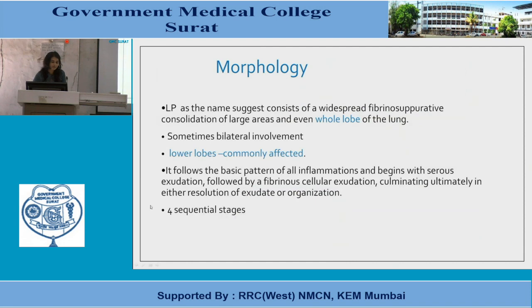Now coming to the morphology, lobar pneumonia, as its name suggests, consists of fibrosuppurative consolidation of a lobe or a large area of the lung. Sometimes it might have bilateral involvement. The lower lobes are commonly affected and it follows the basic pattern of inflammation. Initially it begins with serous exudation, then fibrinous cellular exudation and ultimately resolution. So it will go through 4 sequential stages.